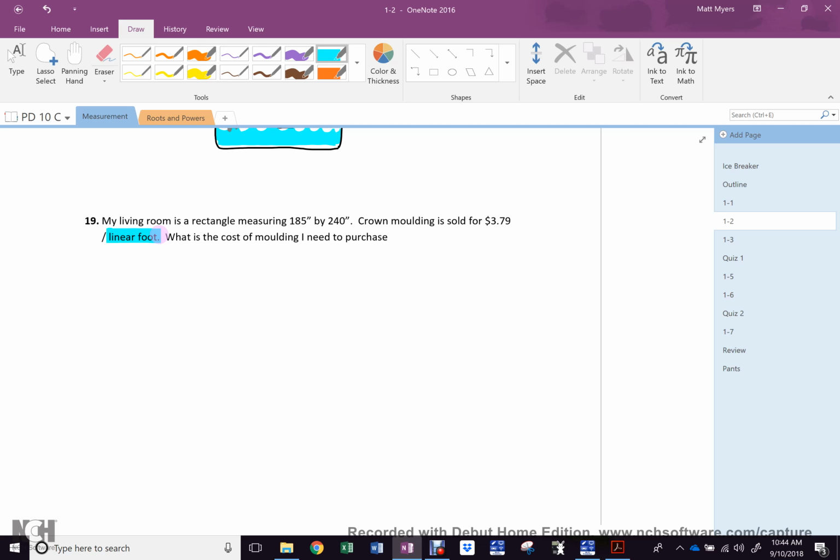So first thing, let's talk about crown molding. We already did. Crown molding goes around the walls, between the wall and the ceiling. It's just for looks. It serves no purpose except looks. Same with baseboards.